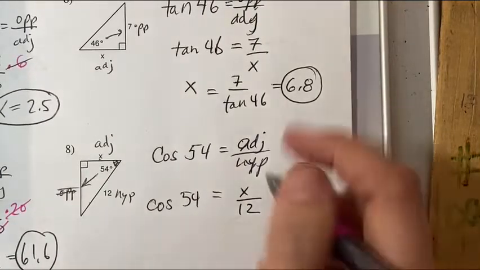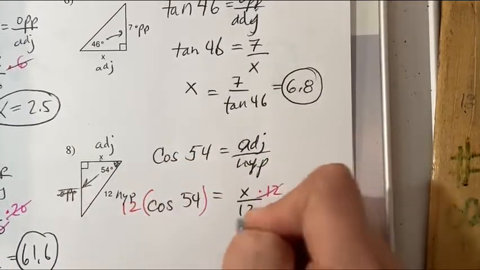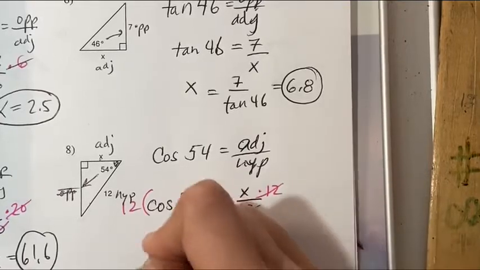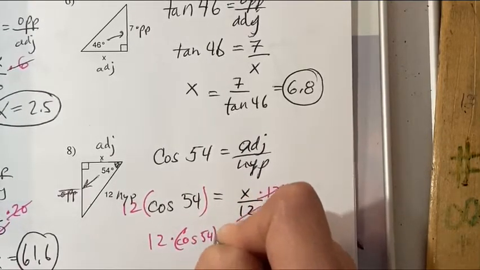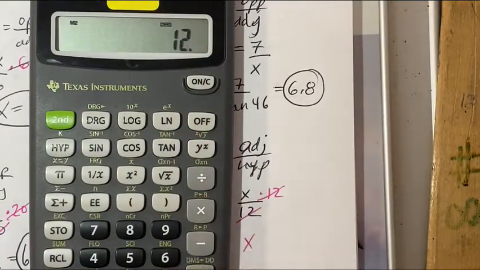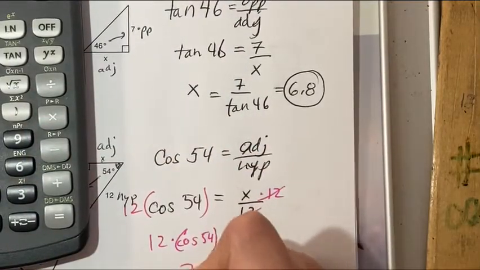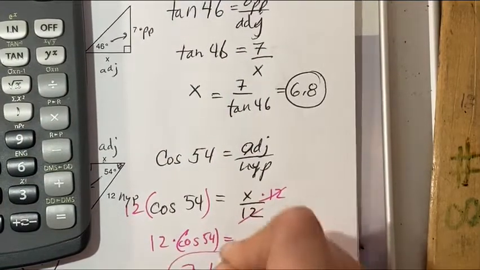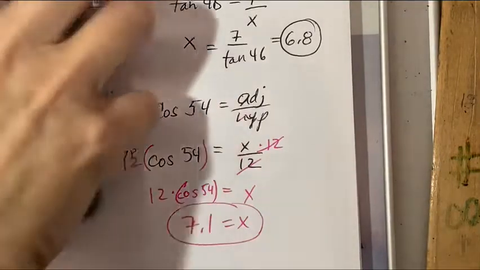The swap won't help, but what will help is if I multiply by 12 on both sides. All right, so 12 times the cosine of 54. 12 times 54 cosine, enter, 70.1. Awesome. All right, let's go to the back.